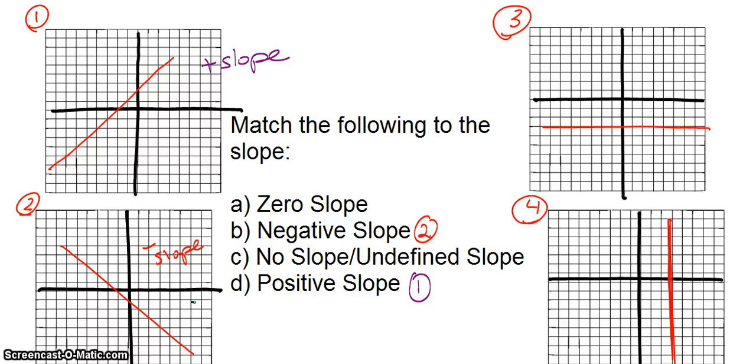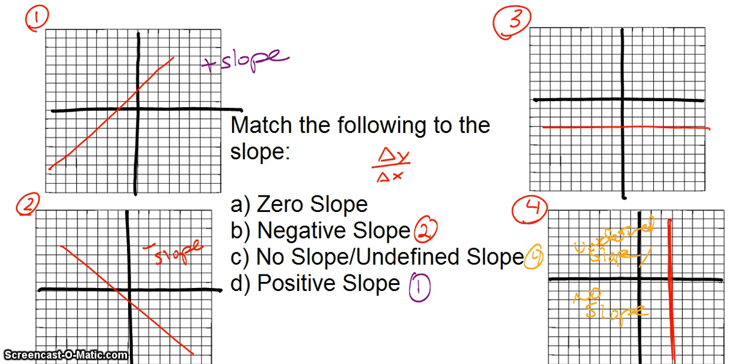Now, zero slope and undefined slope. Well, since we're talking about change of y over change of x, undefined is going to be where our x values do not change, and that occurs in a situation like number 4. No matter where I go on this line, my x is still 3. So that's my undefined or no slope. Really, either is fine. You just might see one or the other.